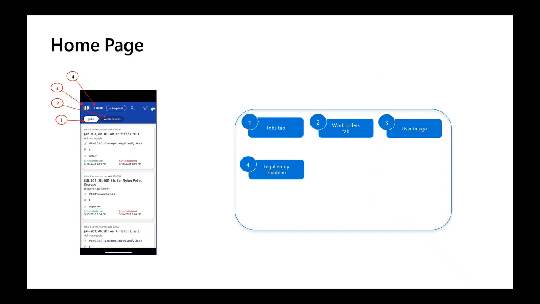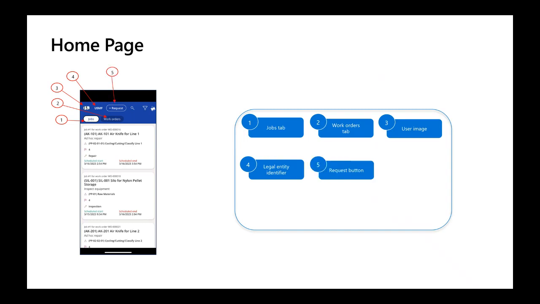Right next to the user image, you have the legal entity identifier. In most cases, if the worker has access to, let's say, multiple legal entities in D365, they would have an opportunity to toggle and switch between those legal entities to look at their jobs in those companies or legal entities.